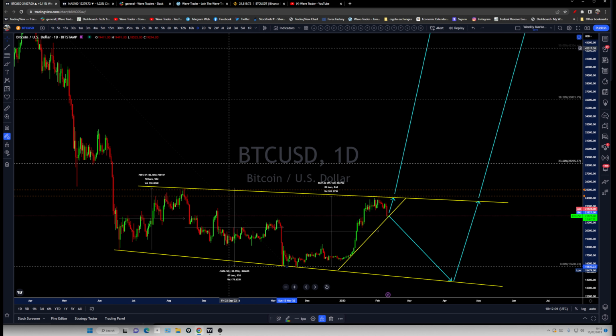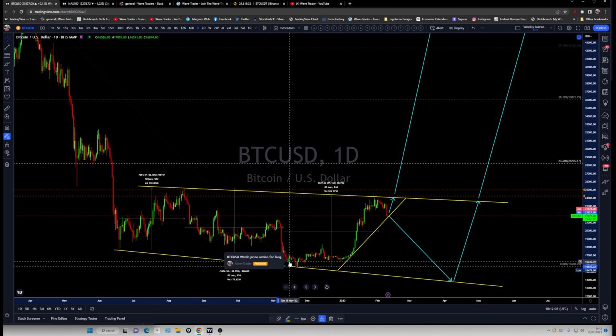Okay, so this is the daily chart, and just as a reminder, we were having that rise from the previous low, and on the weekly time frame we are expecting it to run for the next wave. That's the bigger picture.